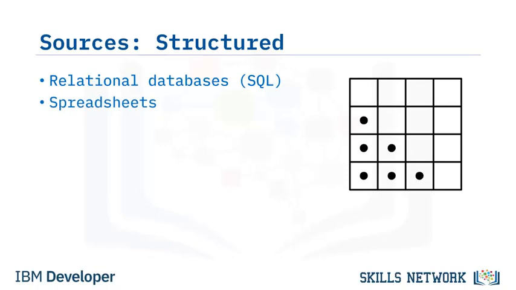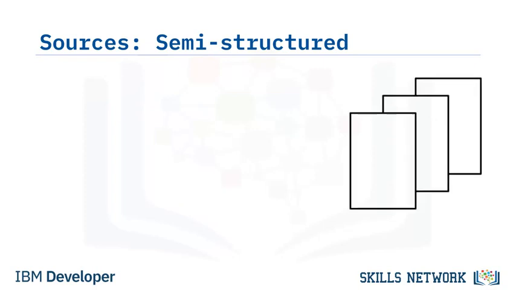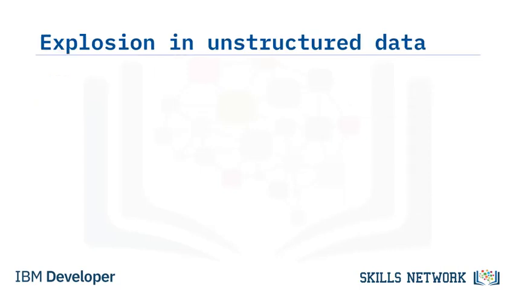Some sources of structured big data are relational databases and spreadsheets. With this type of structure, we know how data is related to other data, what the data means, and the data is easy to query using a programming language like SQL. Some sources of semi-structured big data are XML and JSON files. These sources use tags or other markers to enforce hierarchies of records and fields within data.